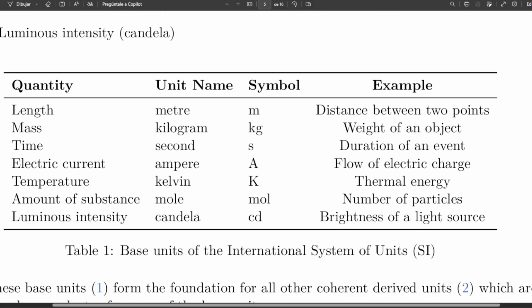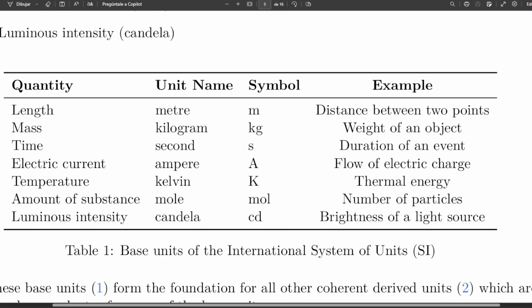So this is the table for the base units of the International System of Units, and here we can see that we have the 7 base units: length, mass, time, electric current, temperature, amount of substance, and luminous intensity. Each of these quantities is a property of matter we can measure. We can measure length, and we measure it in meters. We can measure mass, and we measure it in kilograms.